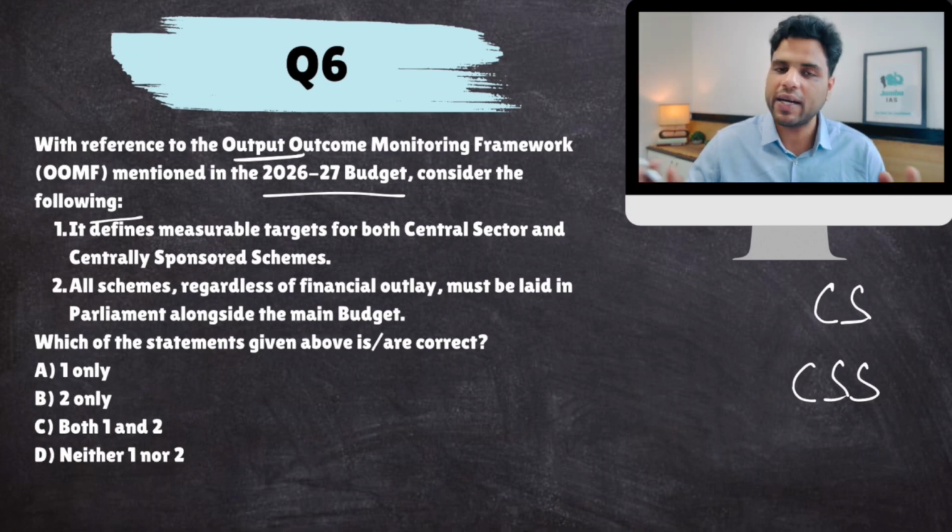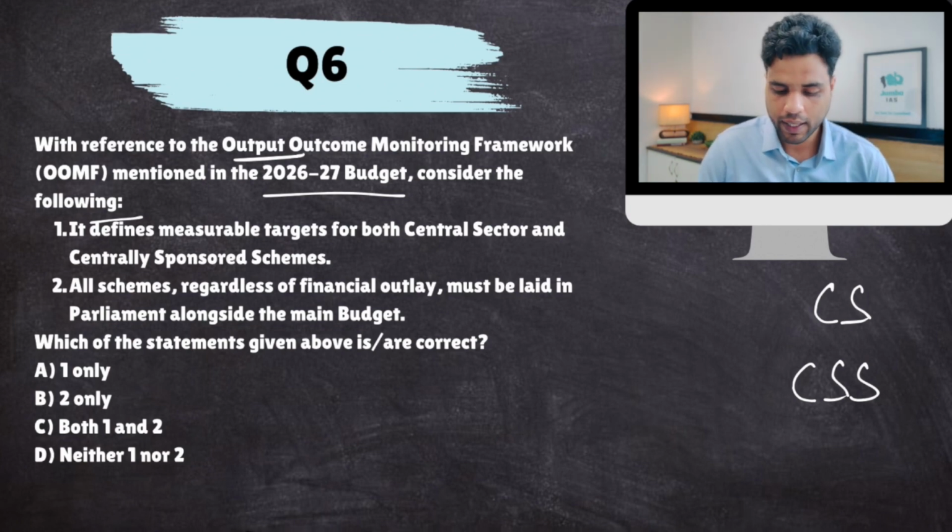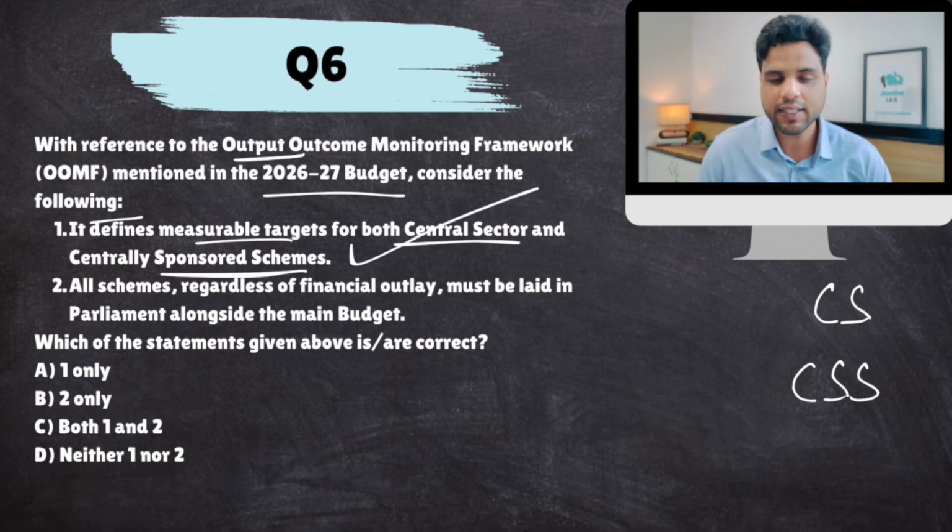In fact, this would be better, because the next time government would prepare a budget, government would know what 1,000 crores can do for Swachh Bharat Abhiyan. This is a better exercise. Okay. Now, it defines measurable targets for both central sector and centrally sponsored schemes. Yes. All schemes, regardless of financial outlay, must be laid in Parliament alongside the main budget.